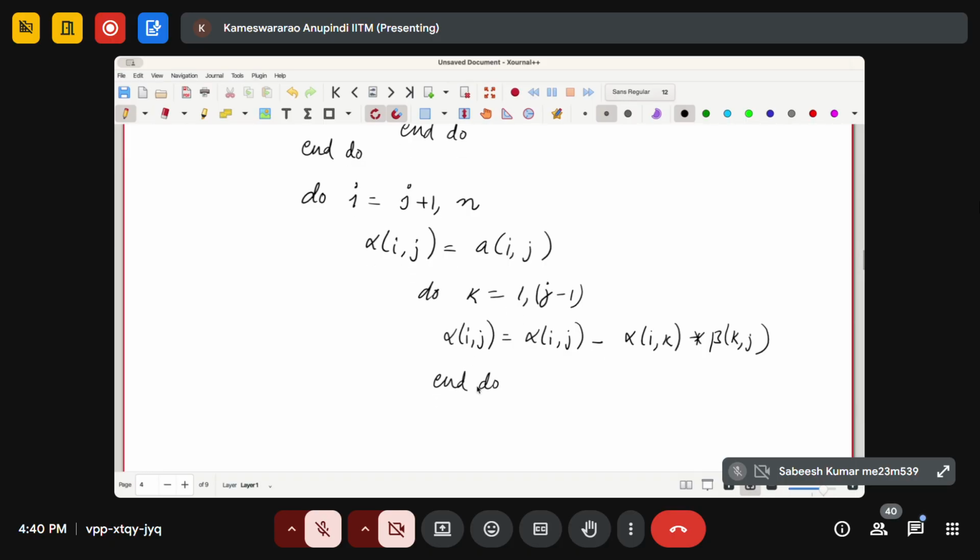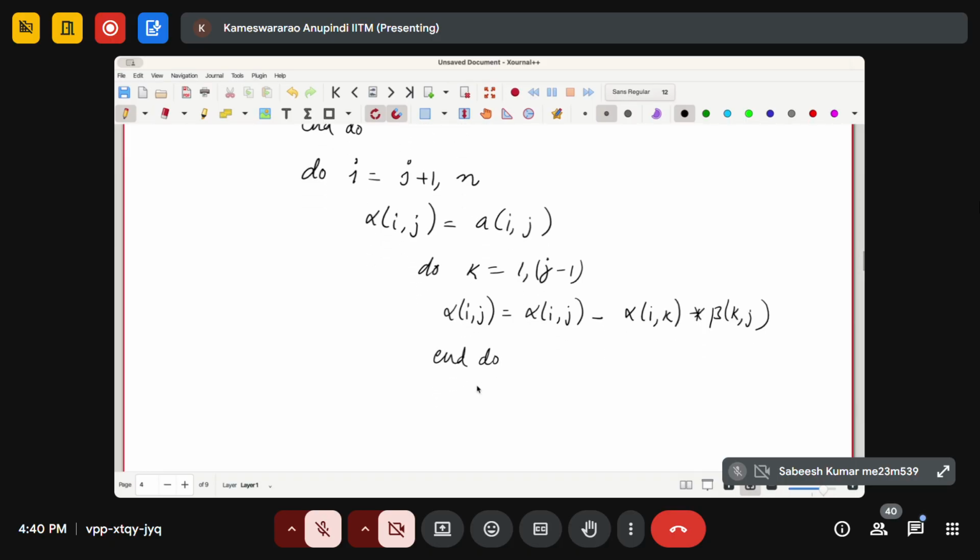So that's going to subtract all the elements. Then once I'm done with this, I have to also divide this alpha ij by beta jj that is there in the denominator. And then I'm going to do end do. That's going to calculate all the alpha values. That means for j equals 1, it would have calculated 2 to n. That means if n was 3, it would have calculated for 2 and 3. It would have calculated alpha i equals 2, 1, and then 3, 1, right? It would have calculated these two.